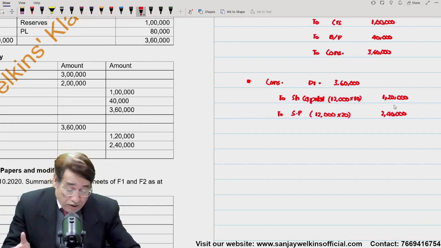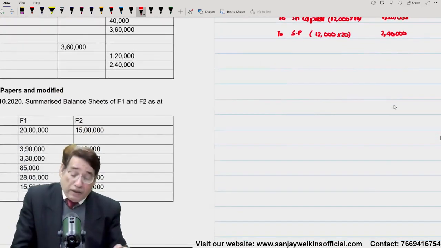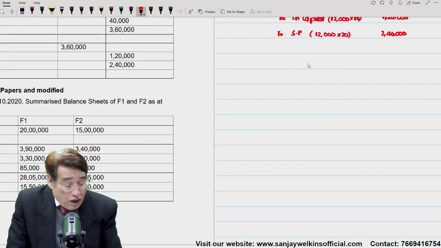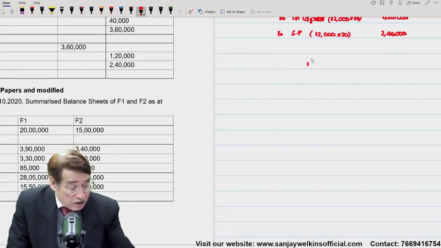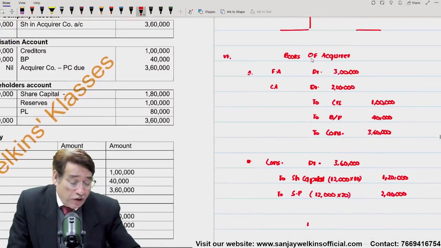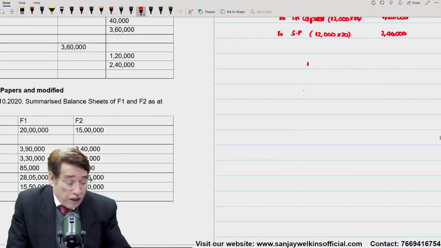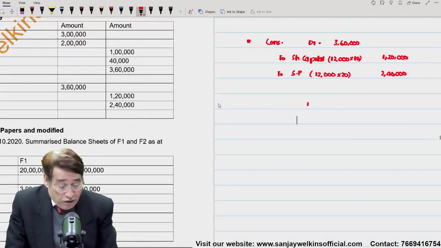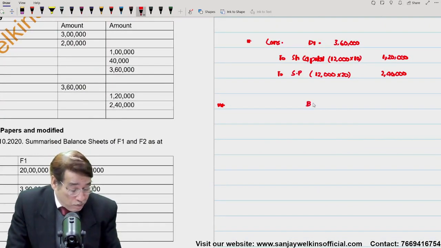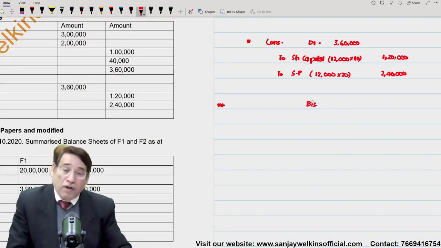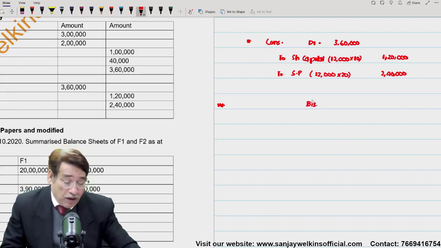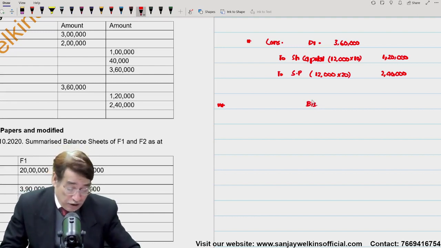Is it clear? Now, you may be asked to prepare the balance sheet also. How are you going to prepare the balance sheet? This is the point, because generally when the question is of intrinsic value of share, they are going to ask you the calculation of purchase consideration, number one. Then journal entries in the books of the acquired company and also preparation of the balance sheet in the books of the acquired company. So in this case, we are now going to prepare the balance sheet. How to prepare the balance sheet? That is another important point. Is it clear to you or not?